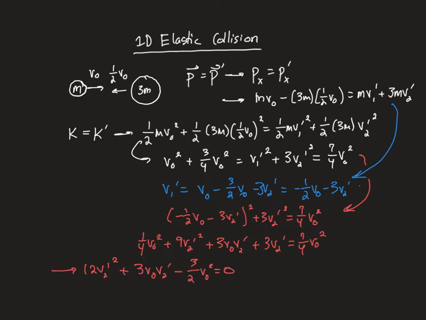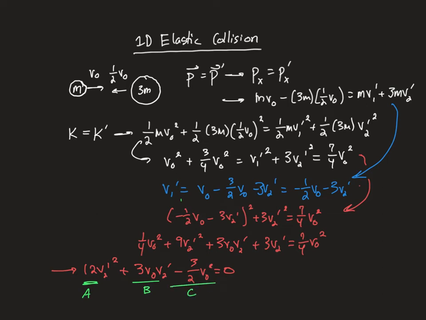We get something that looks like that. Notice this 3/2 came because I have a 1/4 minus 7/4. That's 6/4, or minus 6/4 when I move this guy over, and then that 6/4 becomes 3/2. So a quadratic equation with the variables a is 12, b is 3v0, and c is minus 3/2 v0 squared.